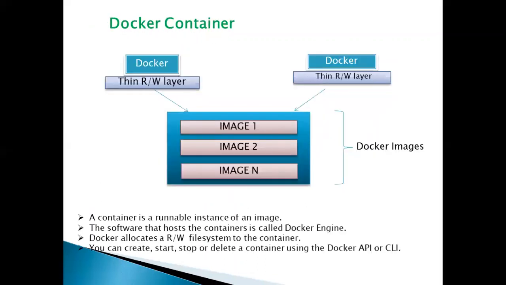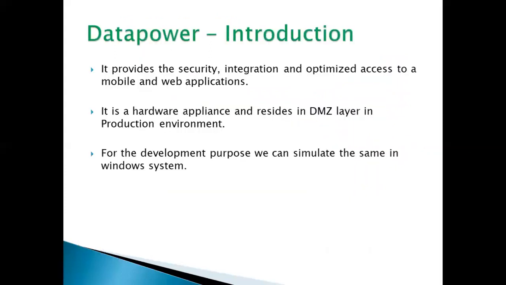Docker container. It's a software package. It hosts code and its dependencies so that the applications can run smoothly in any computing environment. When the Docker images are run on the Docker engine, it creates and runs a Docker container. The container is a runnable instance of an image. Docker manages the containers. Docker allocates read and write file system to the container. You can create, start, stop, or delete a container using Docker API or Docker CLI commands.